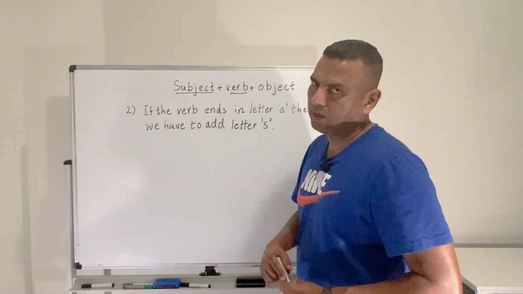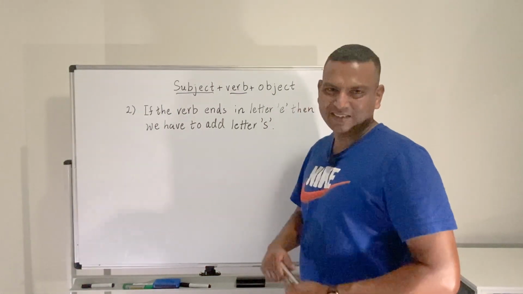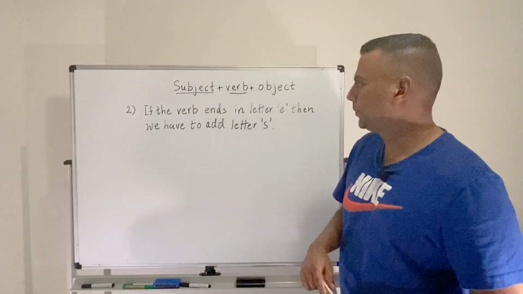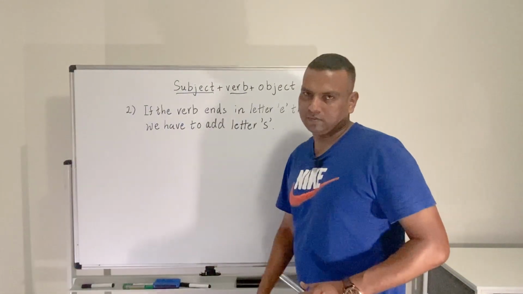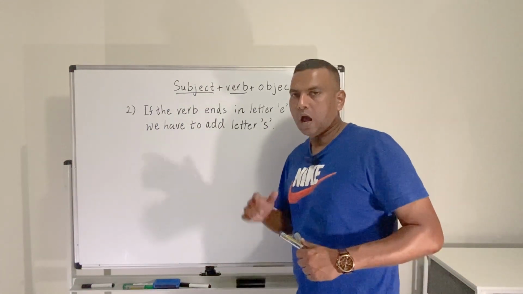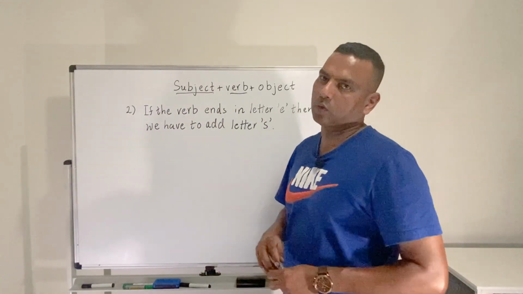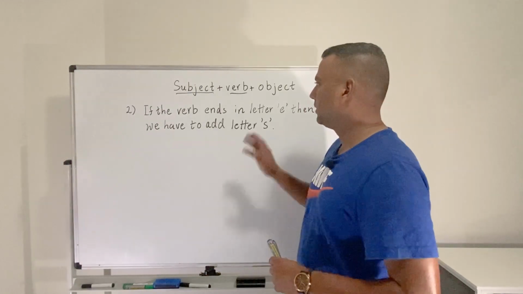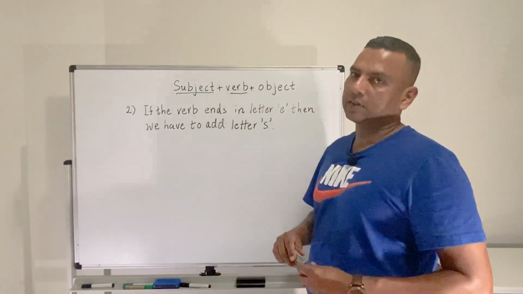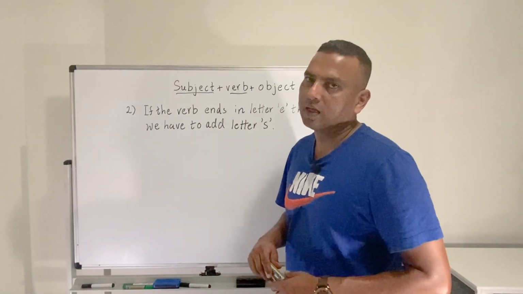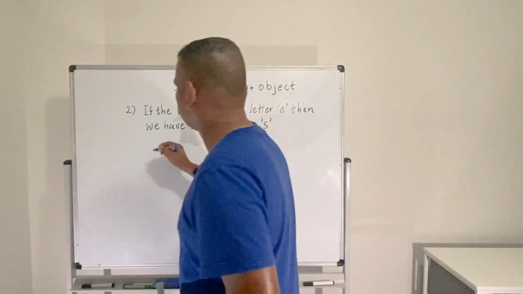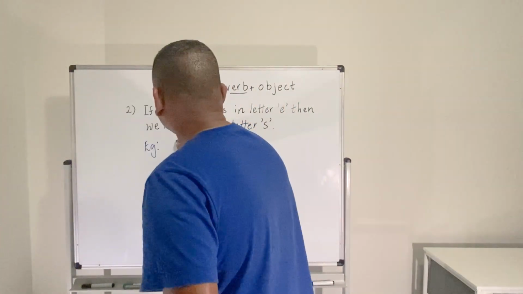So if your verb ends in letter E, then we have to add, we're just adding letter S to the end. Okay, this is also actually I expect to explain through an example. If the ending letter of the verb is E, then to make the modification we have to add only the S.